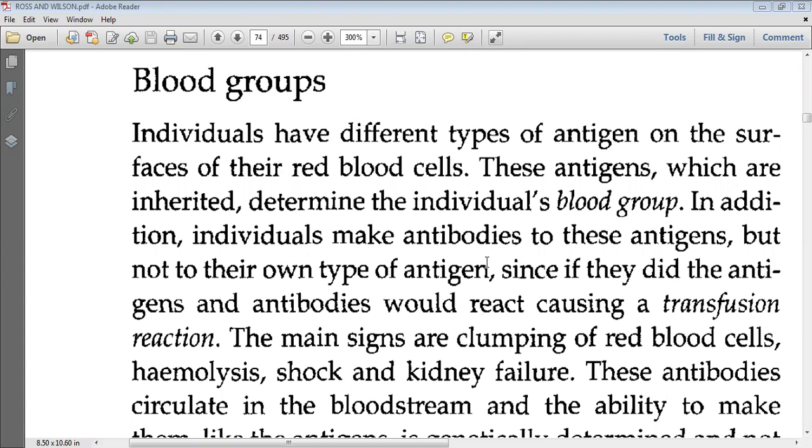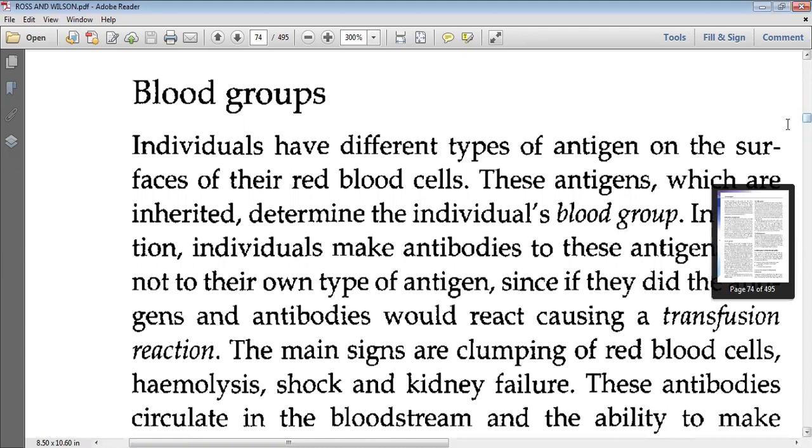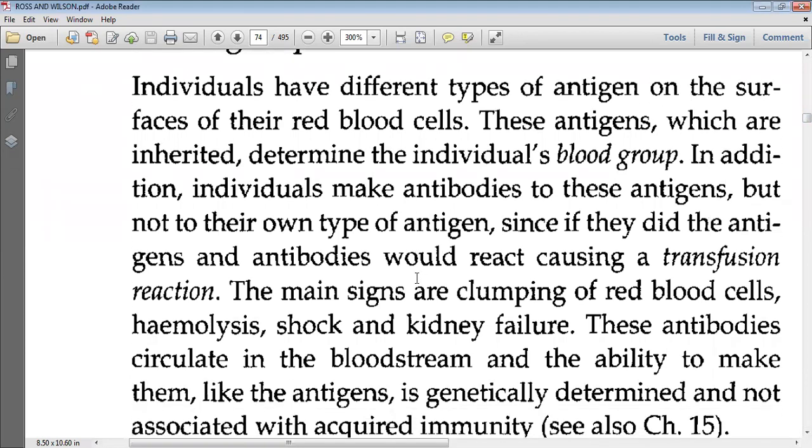So in a blood group, the RBCs have the antigens on their surface, and in the same blood group the antibodies to the same antigen will not be found, because they may cause a transfusion reaction. This may be the reason that there is no presence of the same type of antibodies for that same antigen in the same blood group.